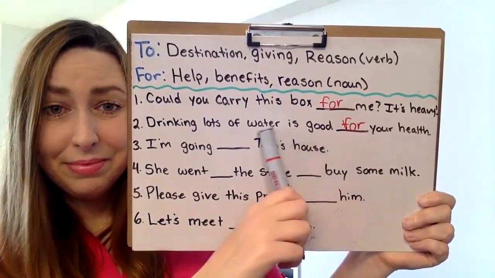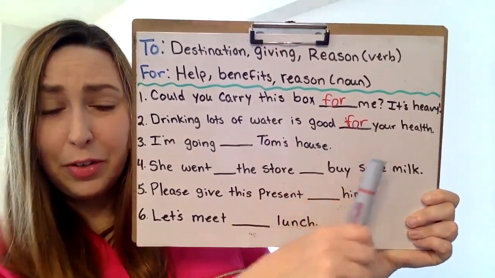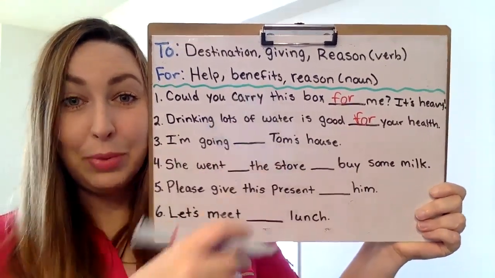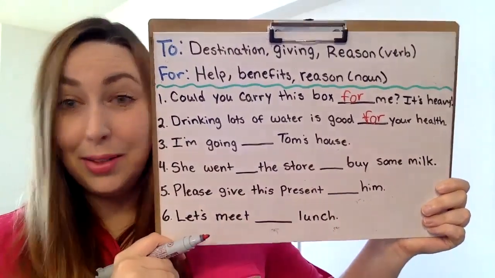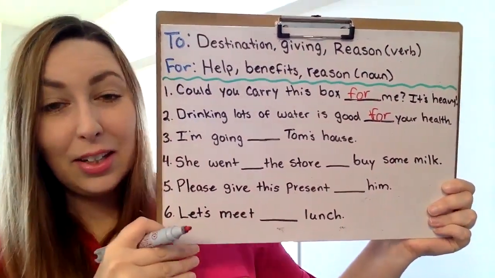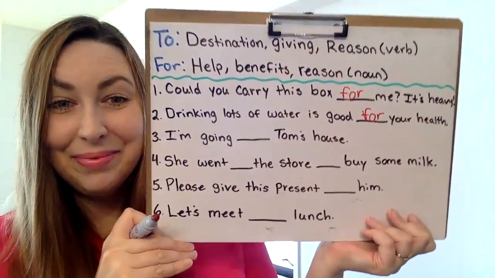So, something is good for you. That is a benefit. When you benefit from something, you can use for. Something is good for you. Something is good for me. It's good for all of us, okay?